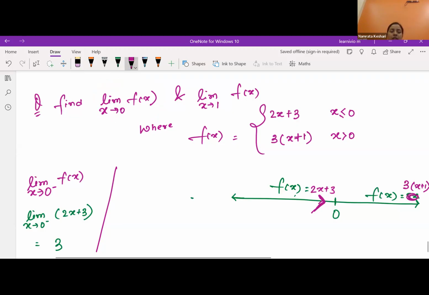It's clear. Now we will be finding the right-hand limit. That means when we are approaching 0 from the right direction, that is f of x, then what is the y value? So limit x tends to 0 plus, accordingly we have to choose the function. Towards the right of the 0, the function is 3 times x plus 1.